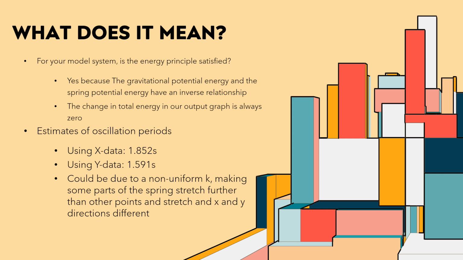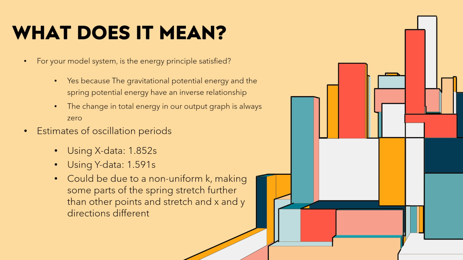What does it mean? For your model system, is the energy principle satisfied? So I mentioned previously it is, because the gravitational potential energy and the spring potential have an inverse relationship, which makes the change in total energy in our output graph 0 for the whole entire period, which was the orange line on our energy graph.